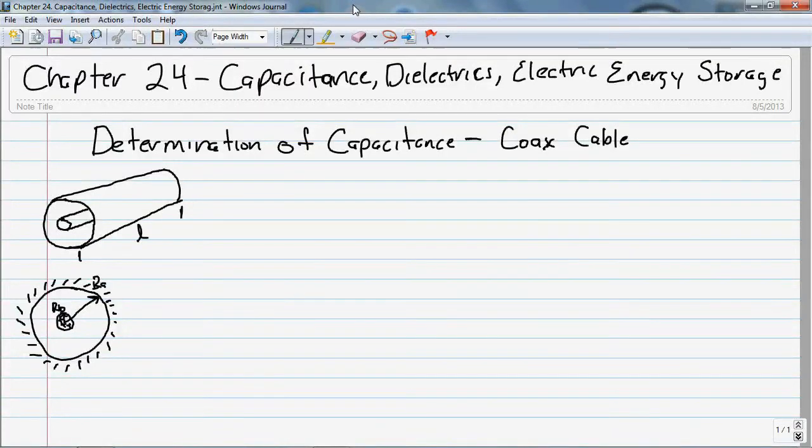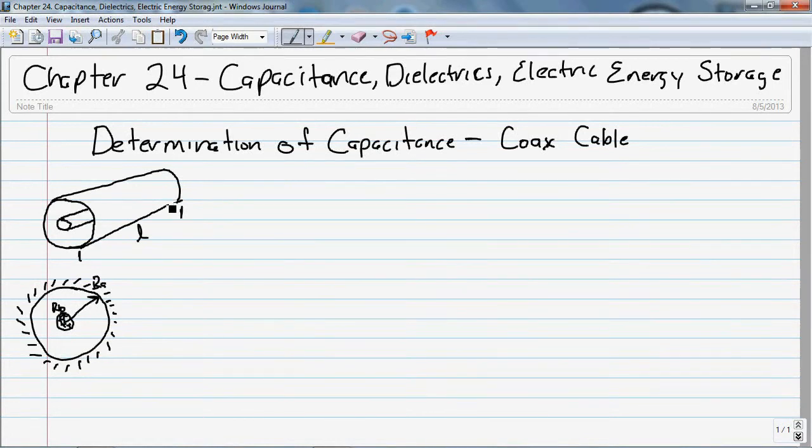We can determine the capacitance of other configurations basically the same way as we did with the parallel plates. The first thing we need to do is find the electric field in between the two conductors and then integrate along the path of the electric field. In this case, we have a coaxial cable. Many of you are probably familiar with this with your televisions. You have a center conductor that's wrapped around concentrically with an outer conductor, and there's air inside, or it could be some kind of material inside.